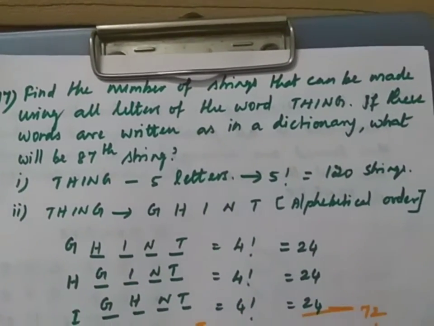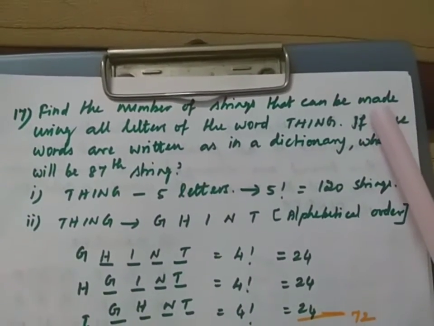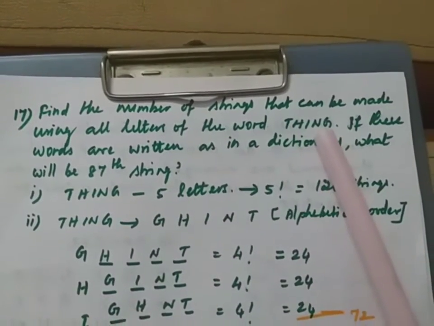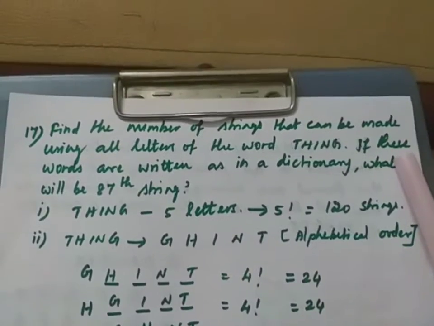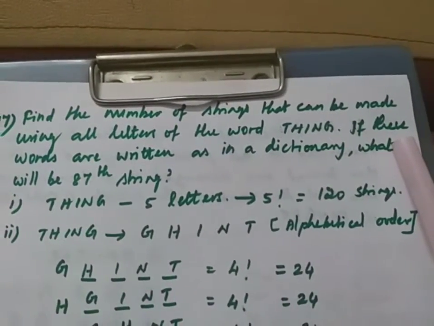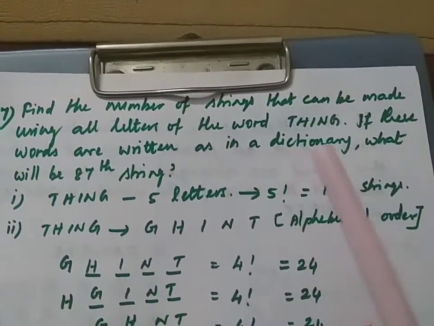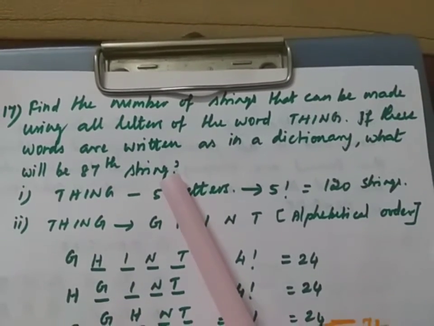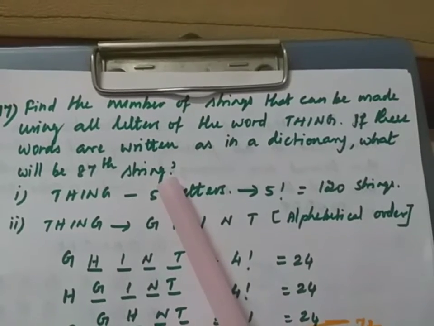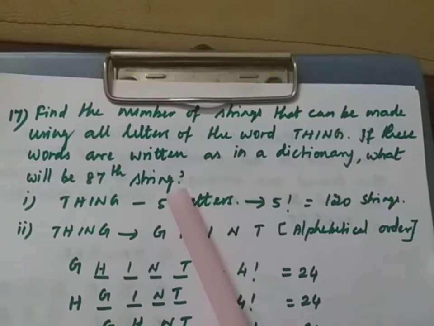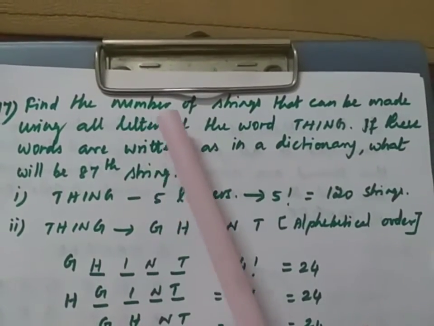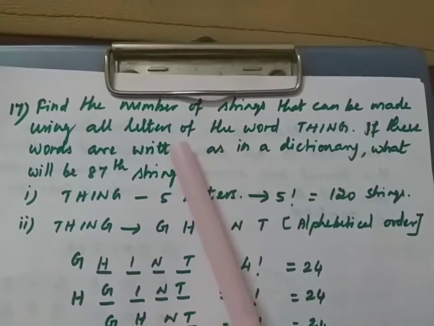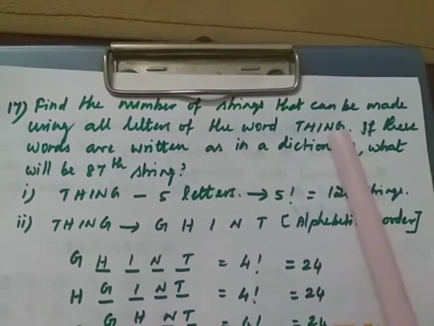Find the number of strings that can be made using all letters of the word thing. If these words are written as in a dictionary, what will be the 87th string? Here two questions are there. The first question is, find the number of strings that can be made using all letters of the word thing.